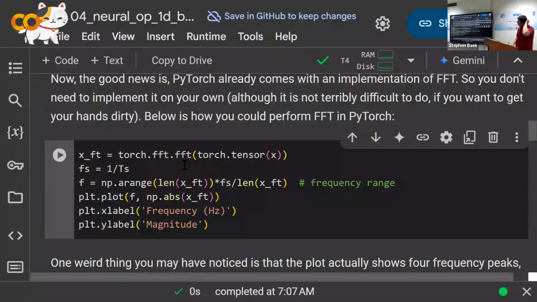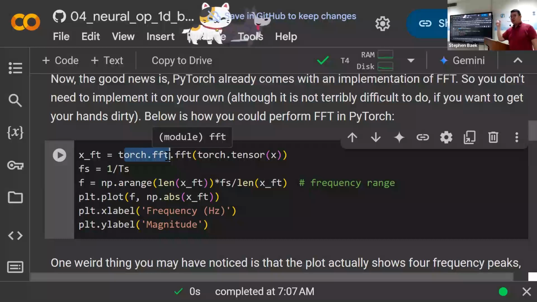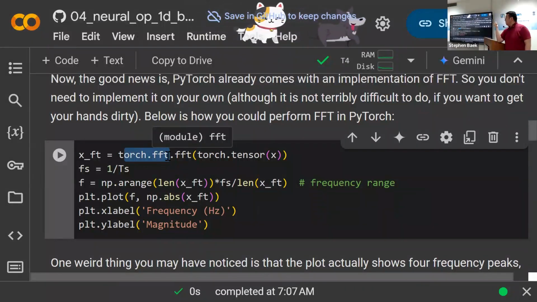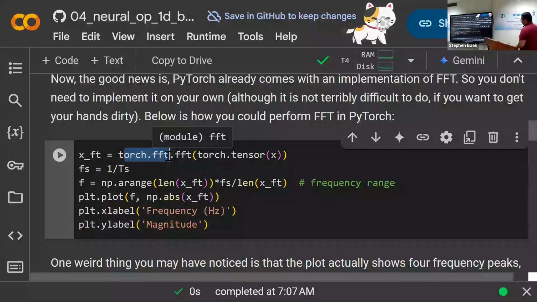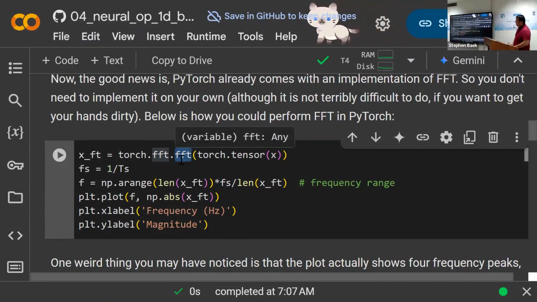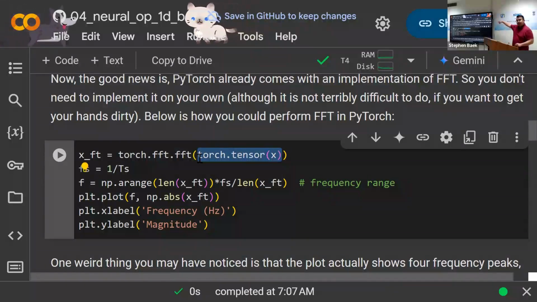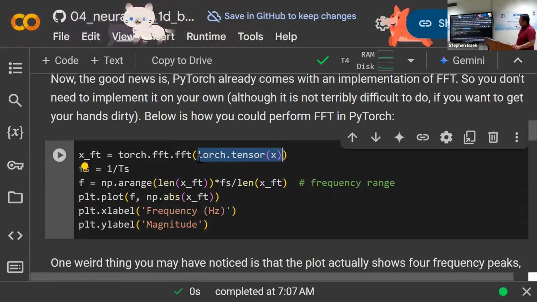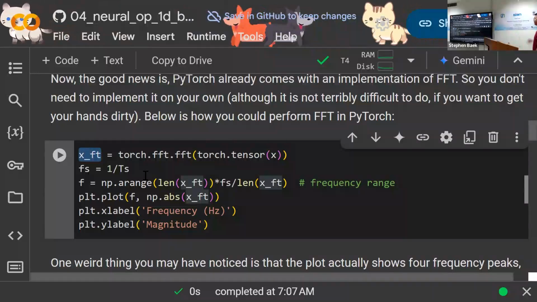So here we introduced this thing called torch.fft.fft. The torch.fft is a fast Fourier transform module, and that module contains all kinds of functions that are relevant to fast Fourier transform. One of those functions is the function named FFT, which is the actual fast Fourier transform. So what we're going to do is put the graph form that we just generated into the FFT function, and then compute the x underscore ft.